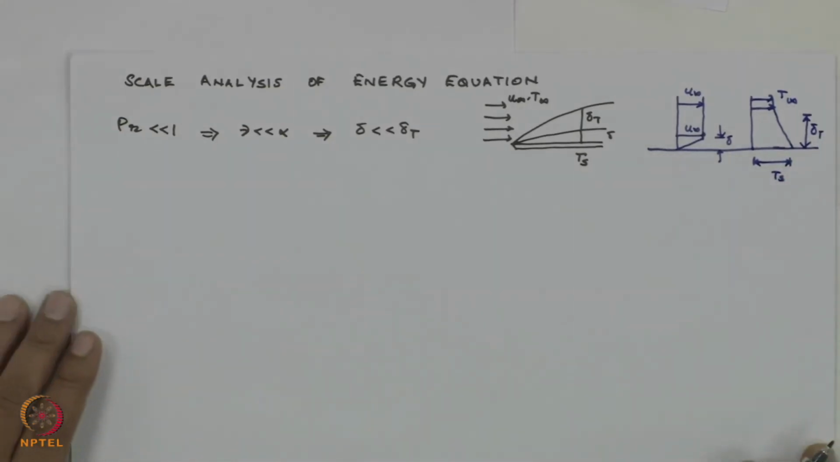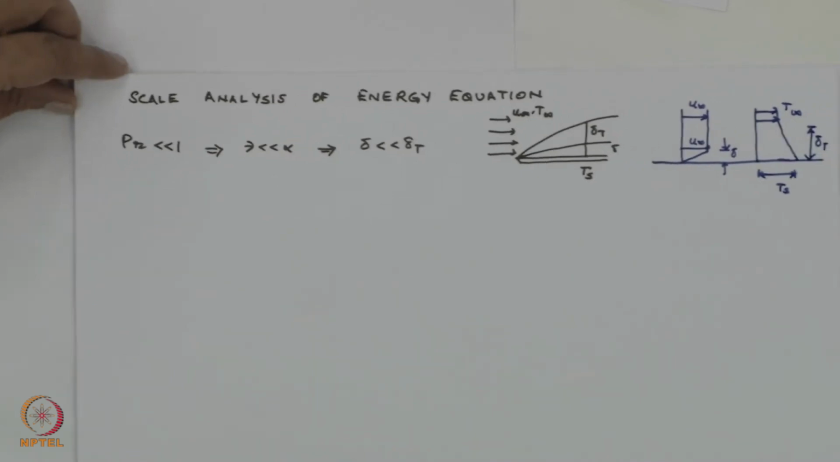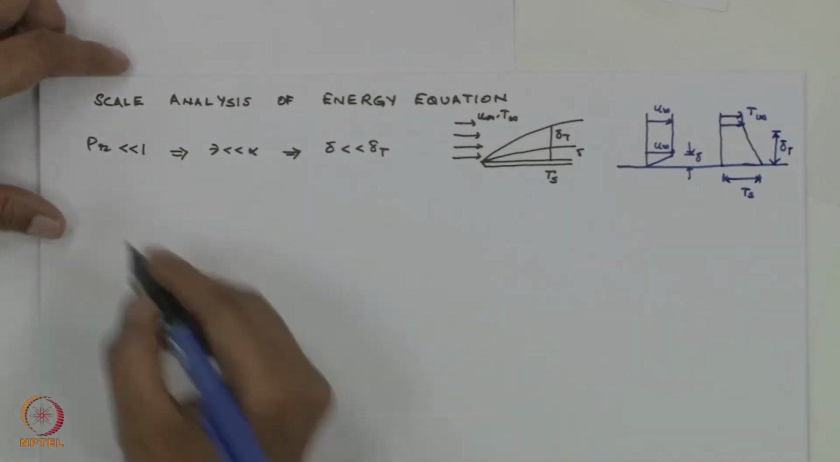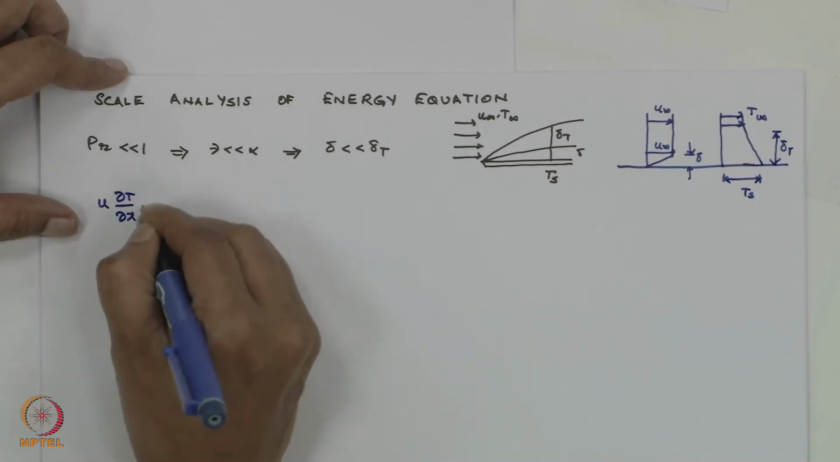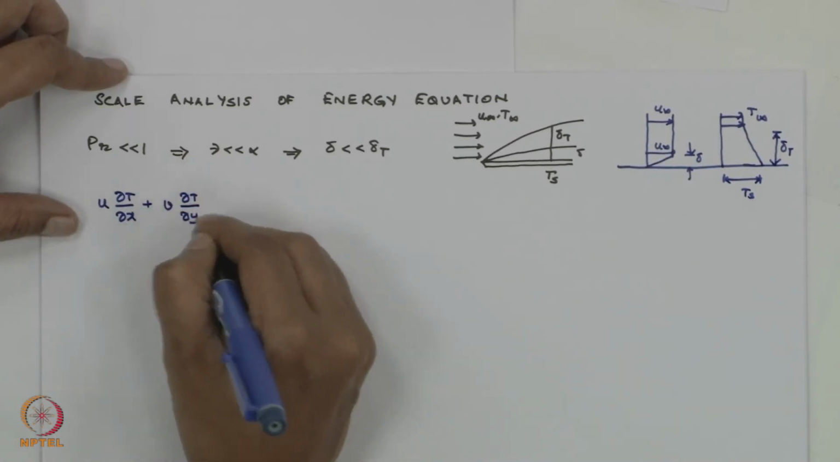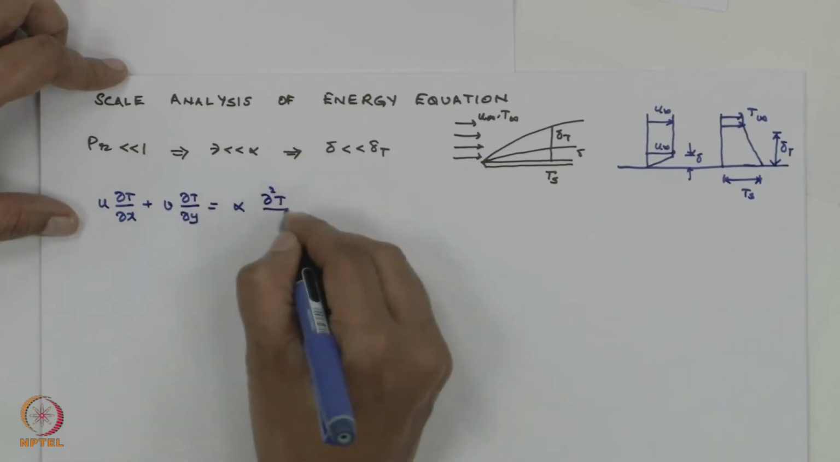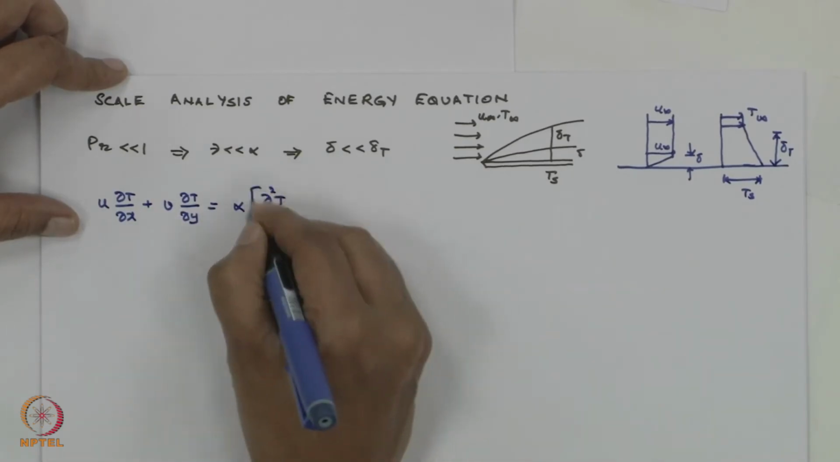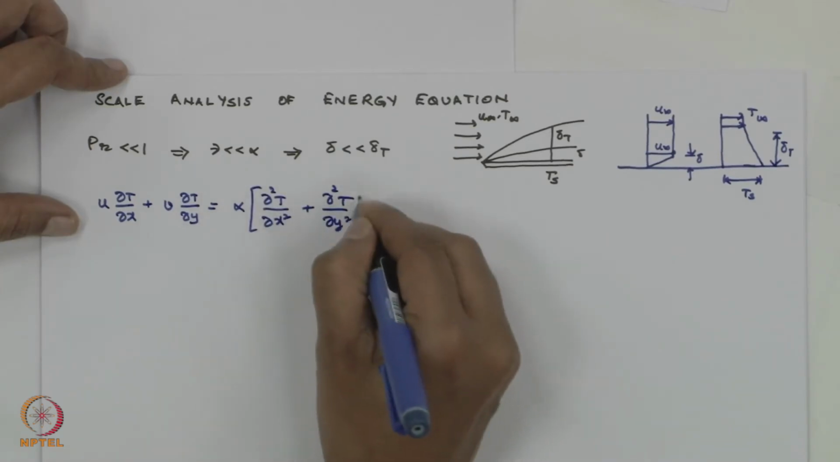Okay, so now let us get back to the energy equation. U del T by del X plus V del T by del Y equal to alpha times del square T by del X squared plus del square T by del Y squared.